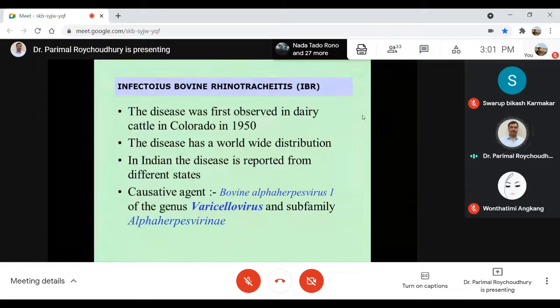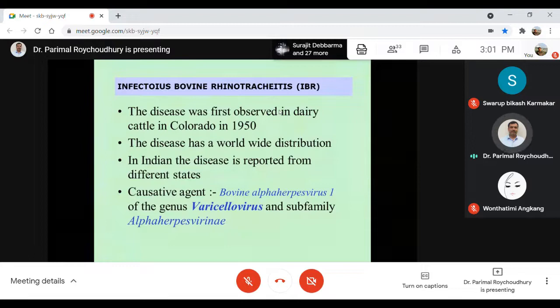First it was detected in 1915 in Colorado, and thereafter it has been reported in all countries. And in India also, we have recorded this disease. A few years back, one sero-surveillance program was carried out in Mizoram, and there also a few animals were found to be IBR positive. However, the disease incidence and reporting is not very frequent. So these infections we can describe in two different clinical manifestations, sometimes occurring simultaneously.